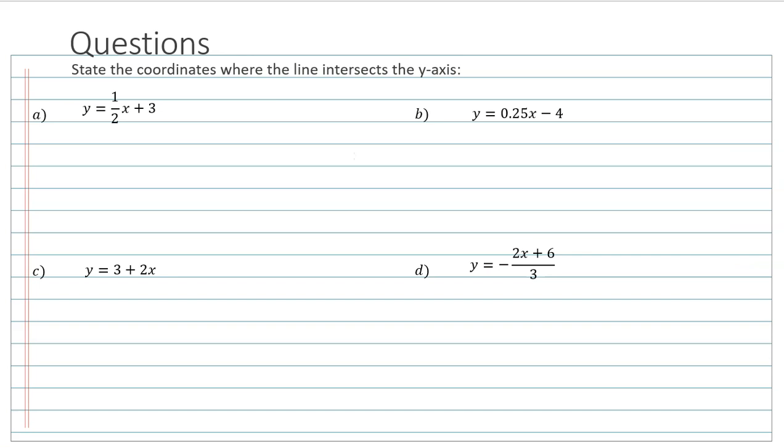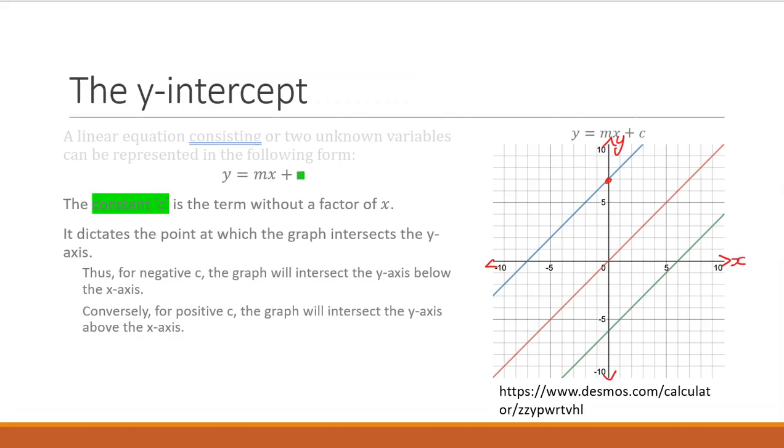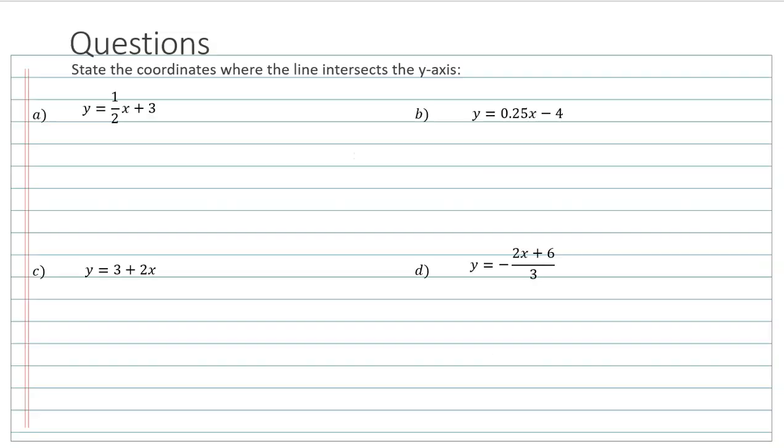So, looking at a few questions, where do the particular lines intersect the y-axis? Looking at these, we know that it's always going to intersect at x equals 0. So we can say this one is going to intersect at 0 and 3. In B, it's going to intersect again at 0 and negative 4. Down in C, it's going to intersect at 0, and notice they're out of order. This term here is the term with an x in it, so that dictates the gradient. So we don't want that. Instead, we want the constant, the number that doesn't have a factor of x, so this is a plus 3. So it's going to intersect at 0 and 3.